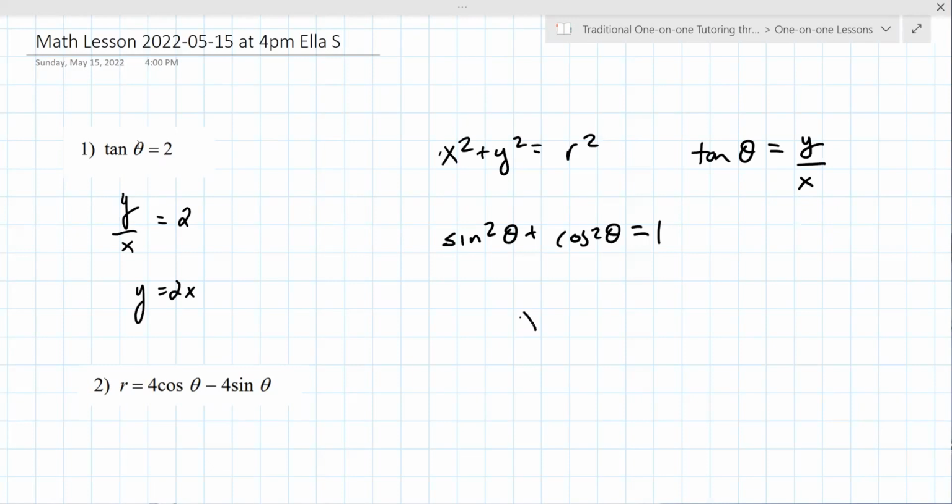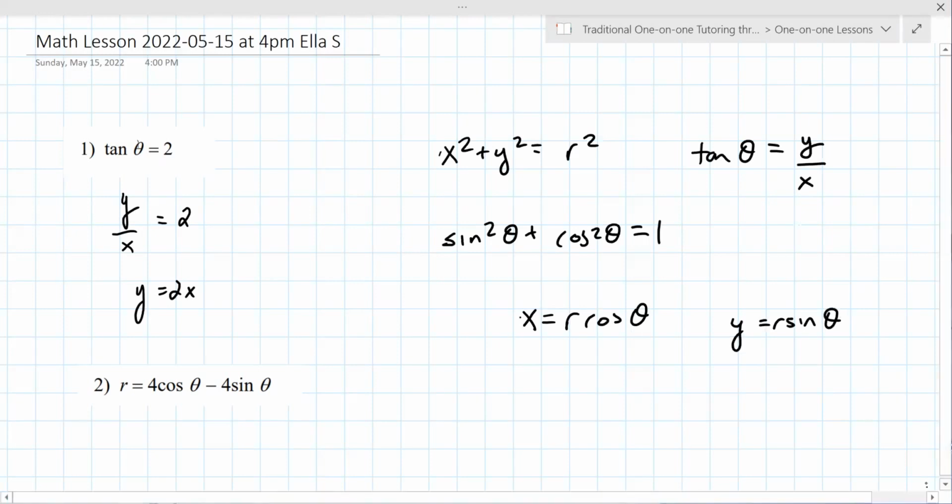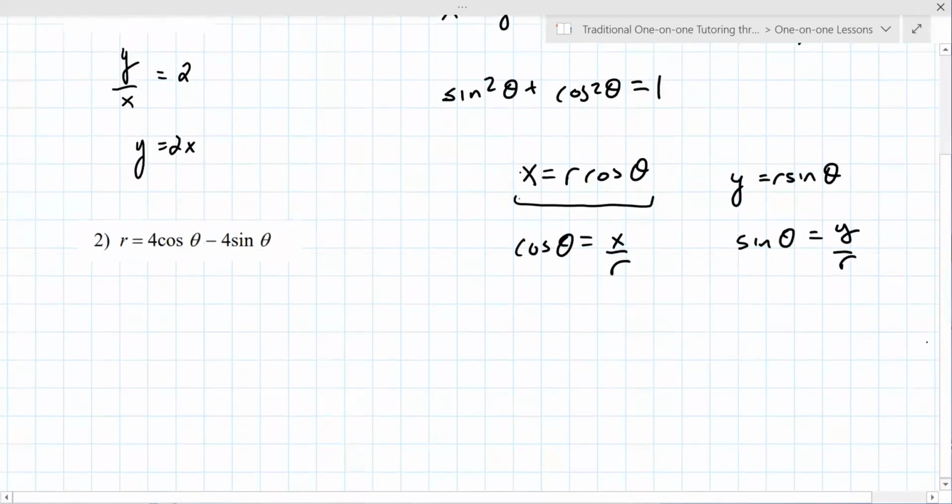Oh, I'm sorry, there's a couple more. x equals r cosine theta, y equals r sine theta. So these are potentially very useful here. But the way these are used is you can solve for cosine theta equals x over r, sine theta is y over r. And then you can use those in an equation like this one.